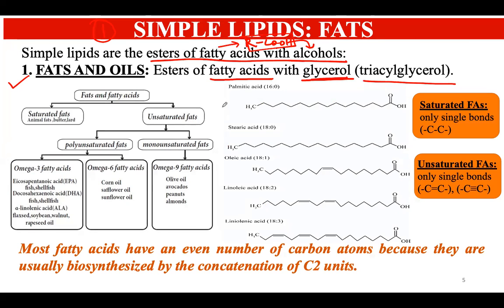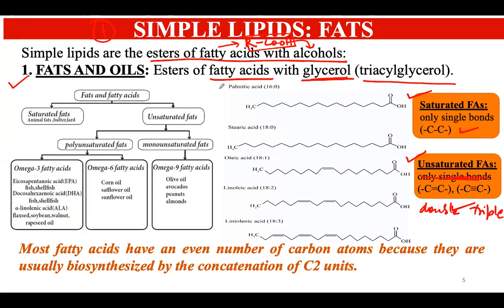Okay, so talking about some of the different examples of fatty acids that can be present in these fats and oils, and in any kind of lipid wherever we talk about fatty acids. They have been categorized as saturated fatty acids and unsaturated fatty acids. Saturated fatty acids are the ones where only single bonds are present, whereas the unsaturated fatty acids are the ones where there are double or triple bonds present, right? So not only single bonds, we have the double and the triple bonds here.